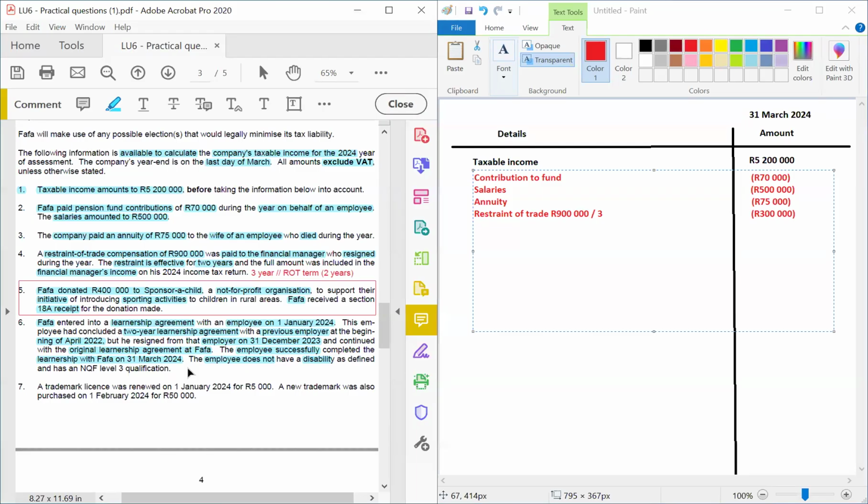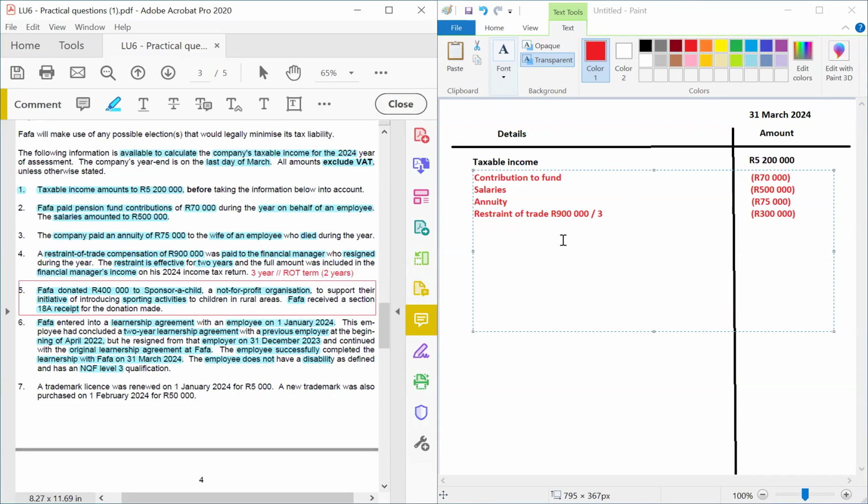If that employee is at an NQF 1 to 6, right? So this employee must be at an NQF level of 1 to 6. This employee should not be disabled, right? So we are going to have 2 allowances in this case, because there is one where the qualification was completed, and then FAFA also entered into a learnership agreement with an employee on the 1st of January 2024 in this current year of assessment.